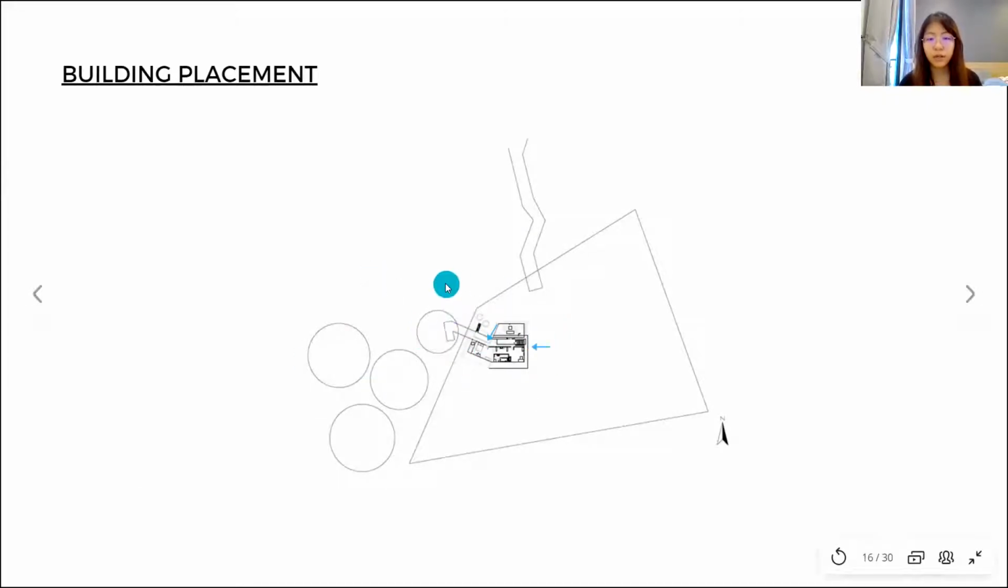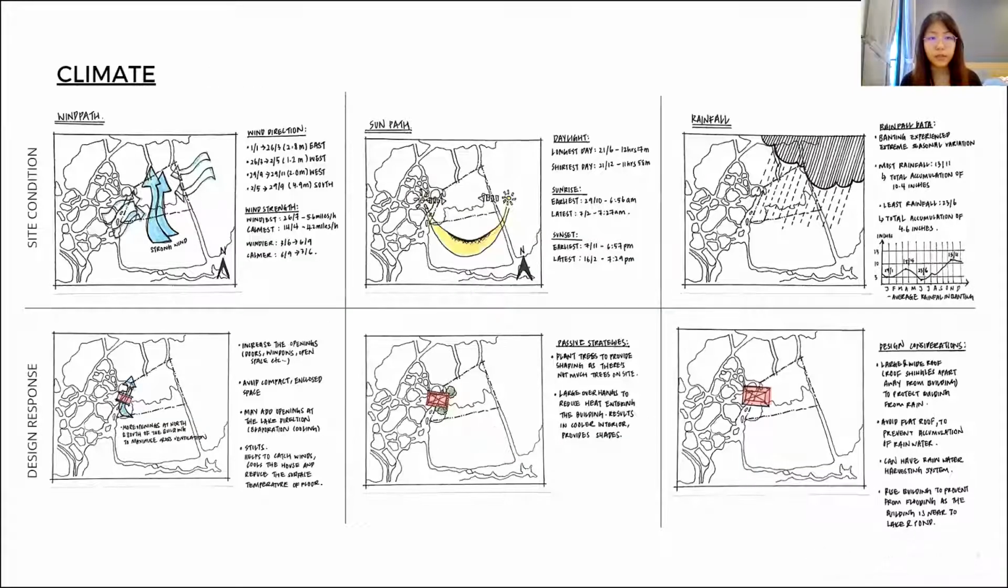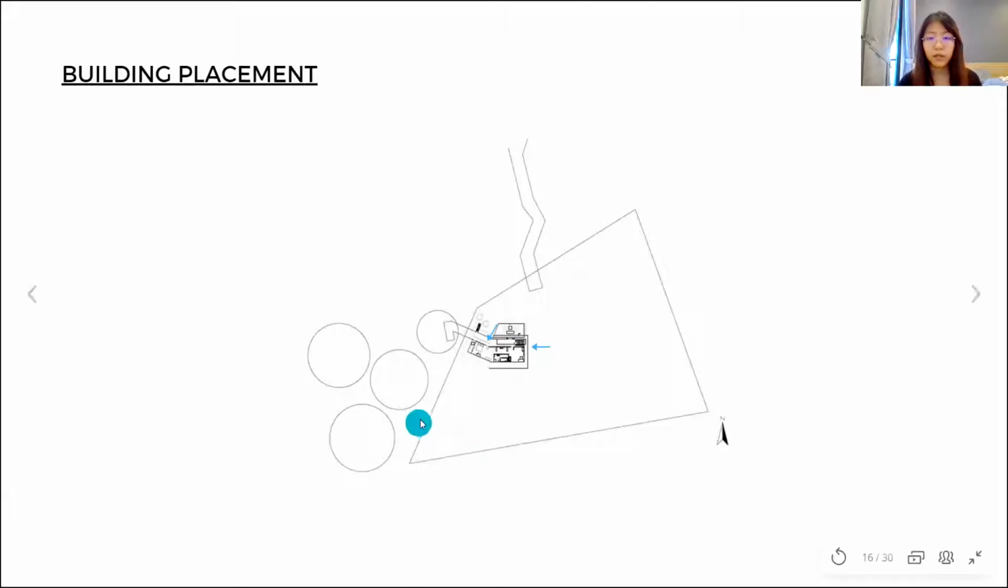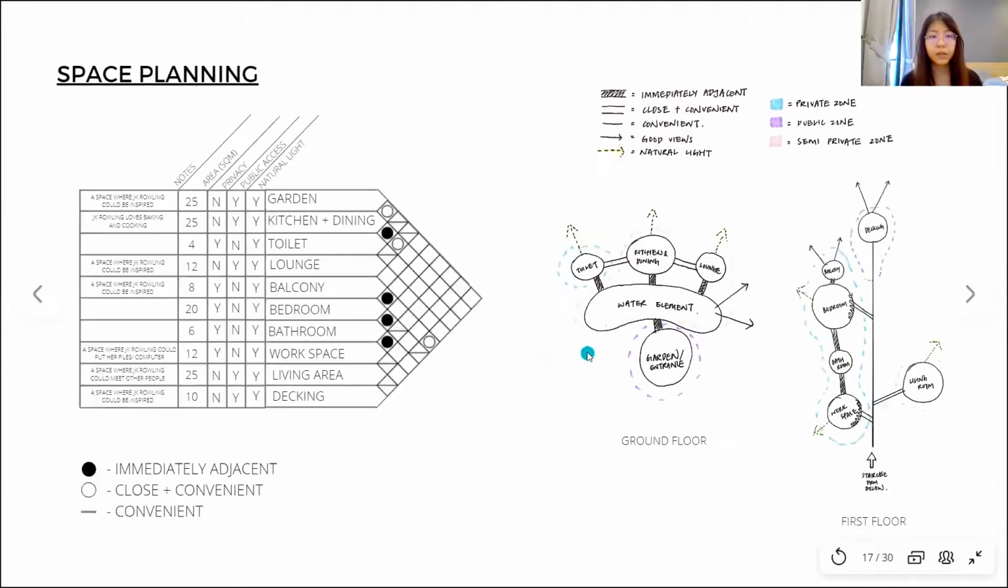So this is the Crystal Lake, and from the site condition and site analysis above, there will be strong winds coming from south to north, and also bright, direct sunlight from east to west. Due to this, the openings of the house would be more from south to north and lesser from east to west. And this goes to my space planning.